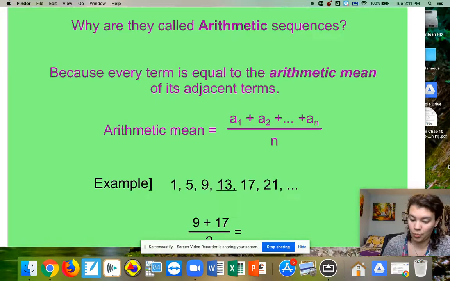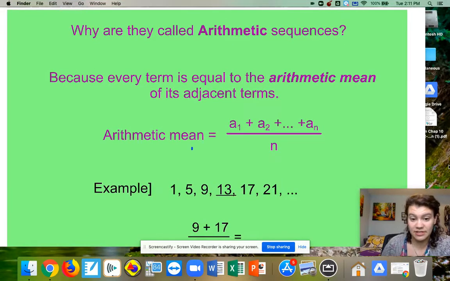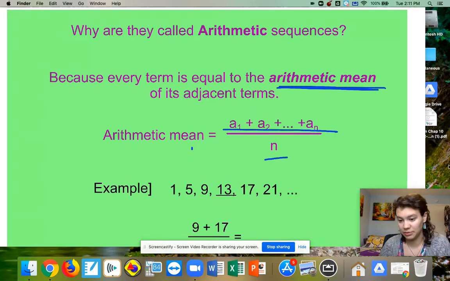All right, why are they called arithmetic sequences versus something else? It comes from the idea of an arithmetic mean. With an arithmetic mean, you add up all the terms and divide by the number you have. It's just like the regular mean we've done before. So if you have 5 terms, add them all together and divide by 5.